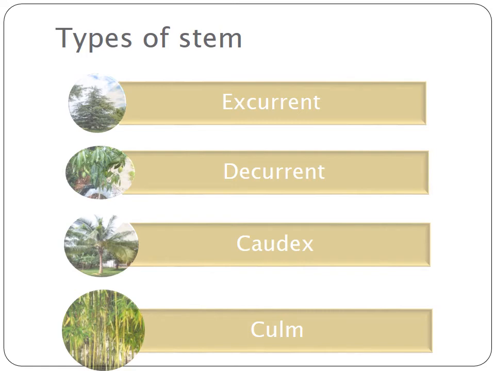Then caudex, an erect unbranched stem with distinct nodes, marked by leaf scars. This is called caudex. Cocos nucifera is the best example for caudex. Then culm, an erect stem with distinct nodes and usually hollow internodes closed by leaf sheaths. This is called culm, found in the majority of grasses including bamboo. Bamboo is the best example for culm.